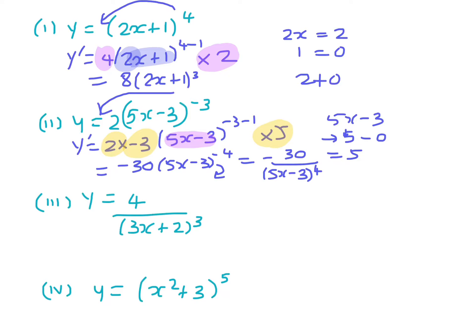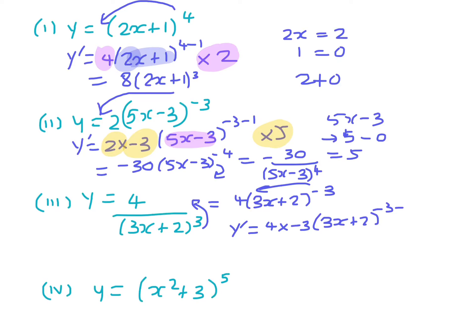Okay, looking at this next one here, the first thing that you need to do is get it into index form first. So this needs to come up to the top. When it comes up to the top, it becomes minus 3. So then when you differentiate that, the minus 3 comes down the front, and you times the minus 4. Minus 3, you take away 1. Then the next step is just to multiply by the derivative of what's inside. So the derivative of this is 3.